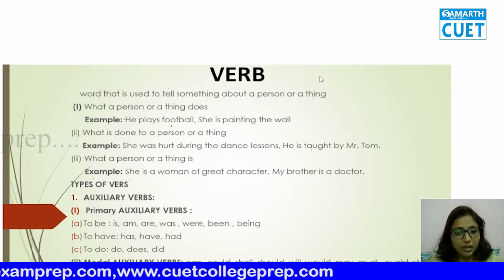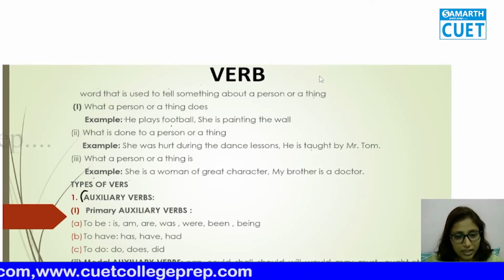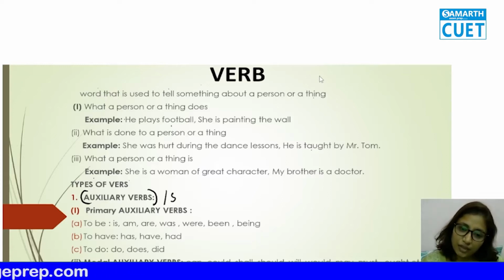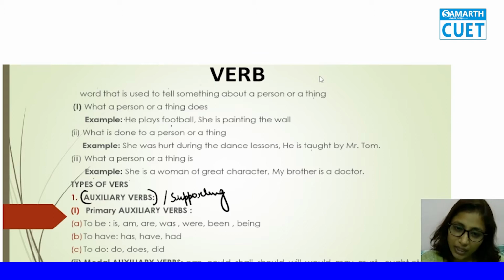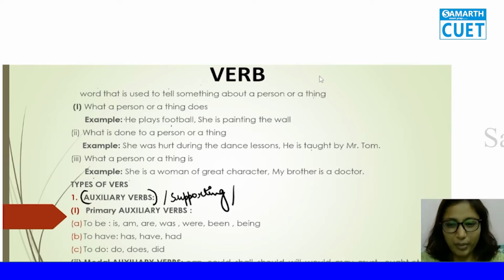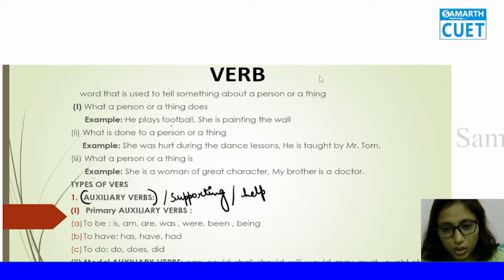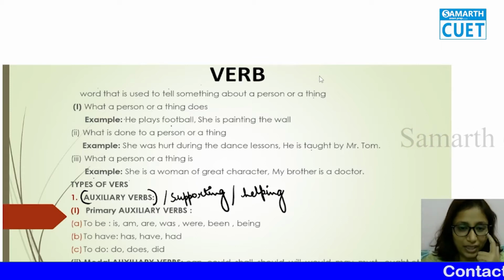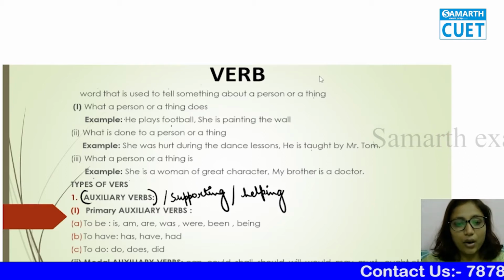But first we are discussing auxiliary verbs. Auxiliary का मतलब, the meaning of auxiliary is very simple. It means supporting or helping, basically. So the verbs which are helping or supporting the other verbs are auxiliary verbs.